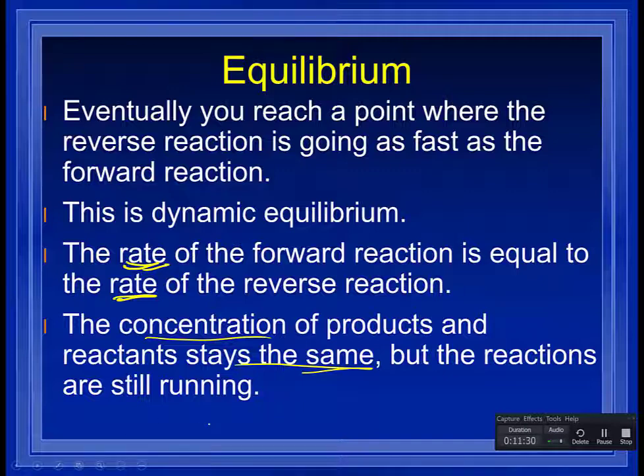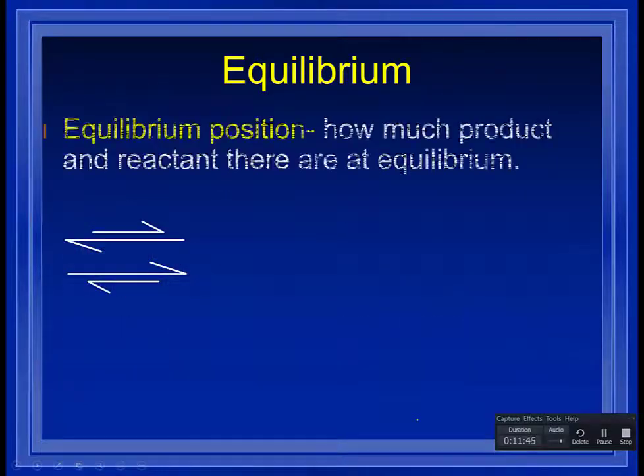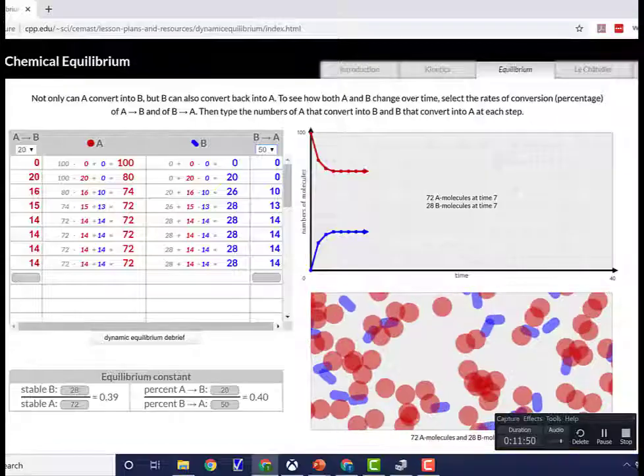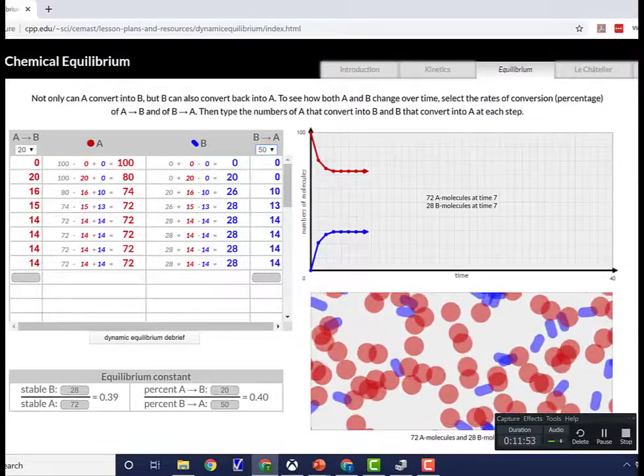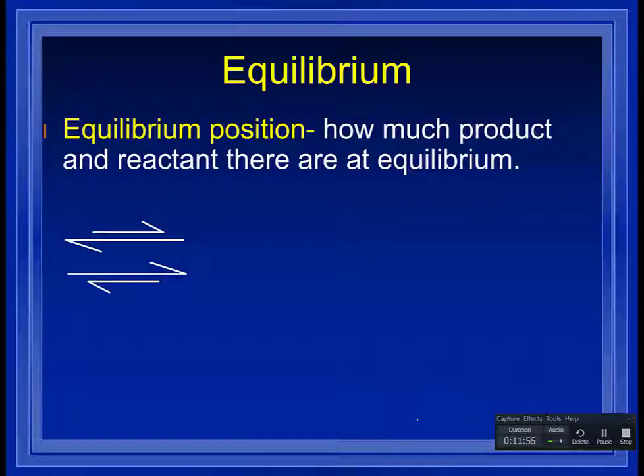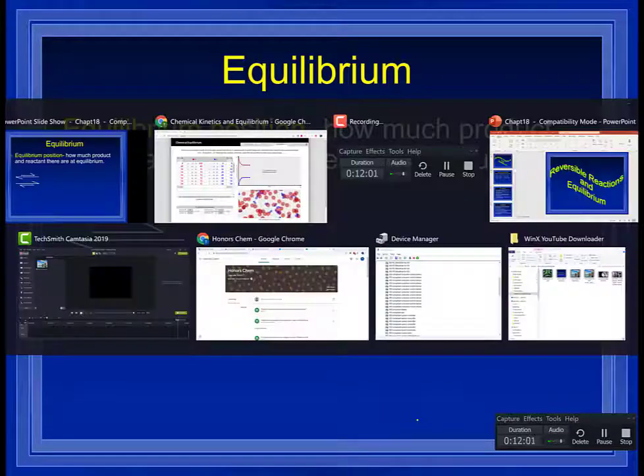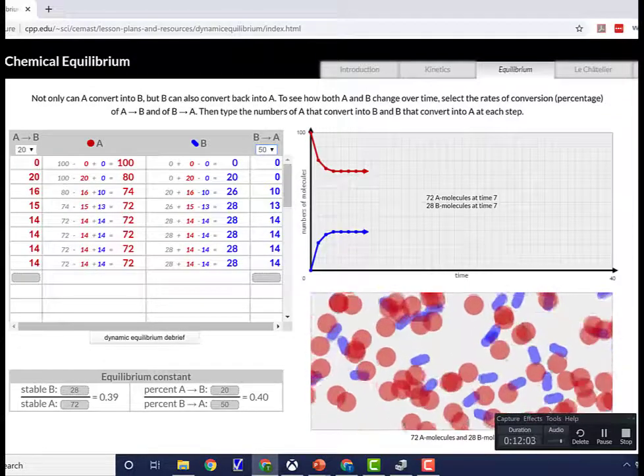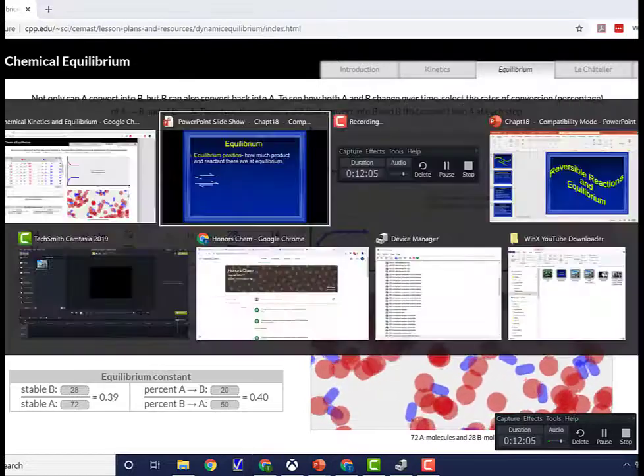And that's dynamic equilibrium. You talked about this last year in biology as homeostasis, where everything was staying still because everything you did was balanced. And so what we got to here is we reached a point where everything wasn't changing, and that's called an equilibrium position. How much reactants and products you have at equilibrium. So our equilibrium position here would be 72 A's and 28 B's.